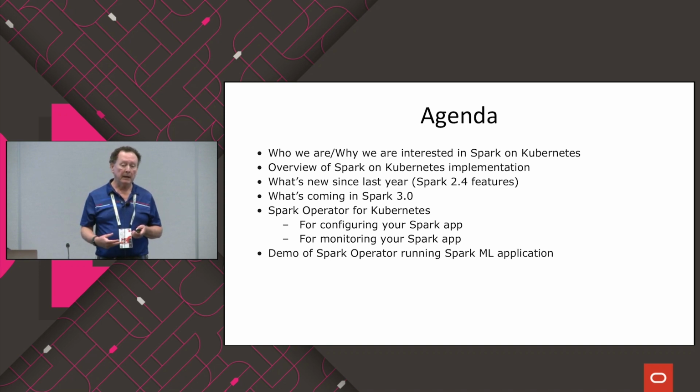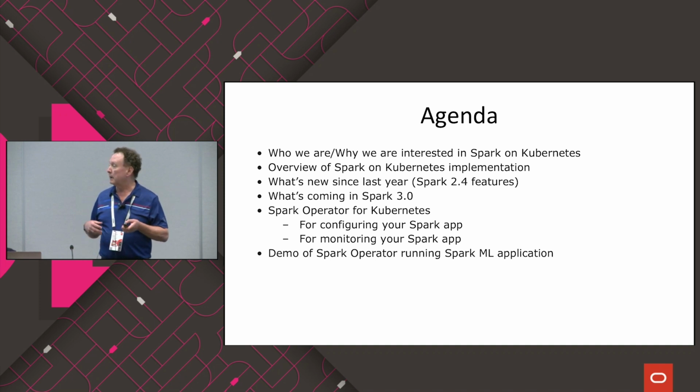And so we're going to pick up from there: what's happened with 2.4, what's coming up in Spark 3, and then a lot of our talk is going to be about something else, which is a Spark operator for Kubernetes, which came out around the same time as the Spark implementation, but it's just started to get used in the last year or so. That's probably the biggest new thing in the last year that we're going to be talking about, and we're going to be giving a demo based on that.